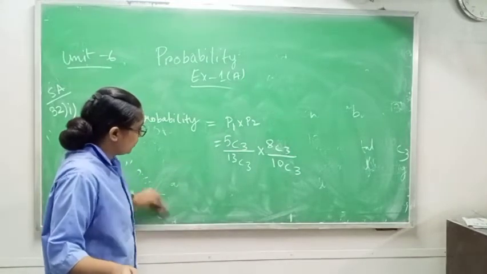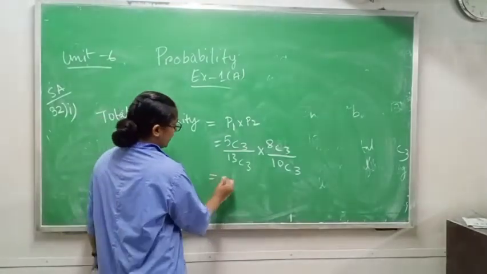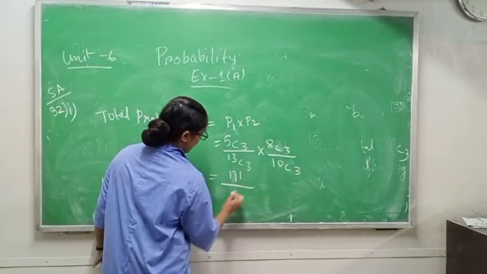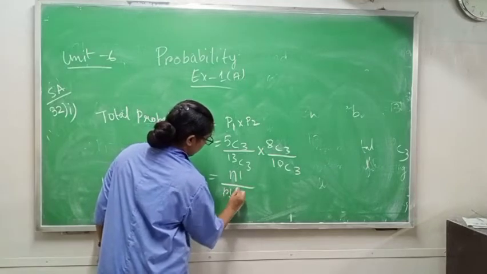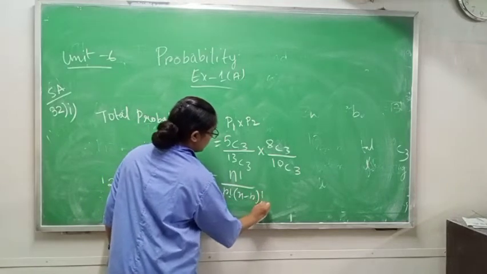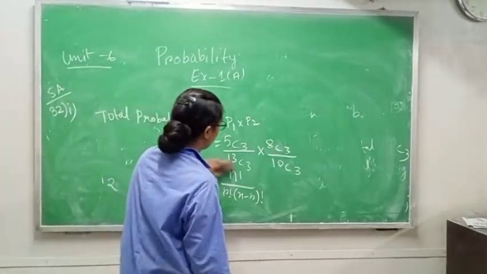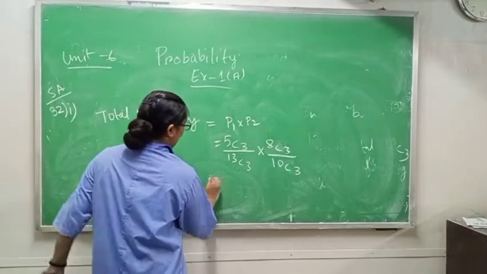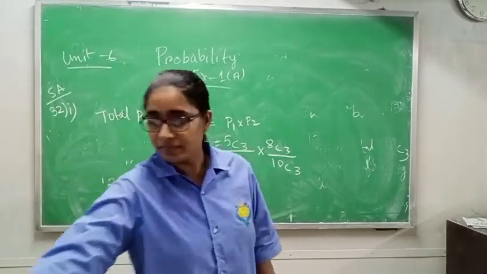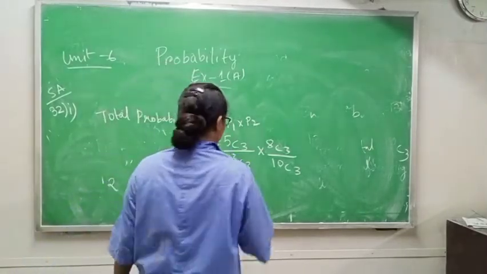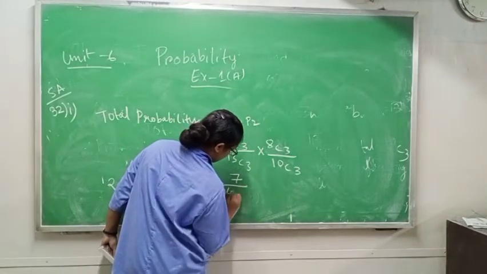You can use your calculator and find this, because you know how to find combination. Or you can use the formula: n factorial by r factorial into n minus r factorial. You have done this in combination in class 11. You can directly use your calculator and find. Your answer will be 7 by 49.